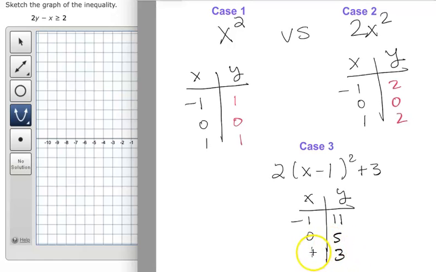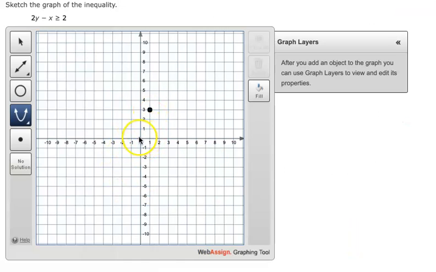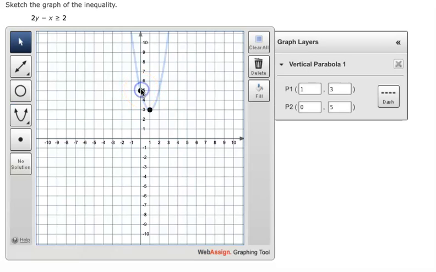Could I pick this 1, 3? No, because this is my vertex, right? So I can't pick this one, even though I was about to. I can't pick this 1, 3. So I'm going to pick 0, 5. Let's take a look at 0, 5. So I'm coming in here and I have 0, 5 for my next one.